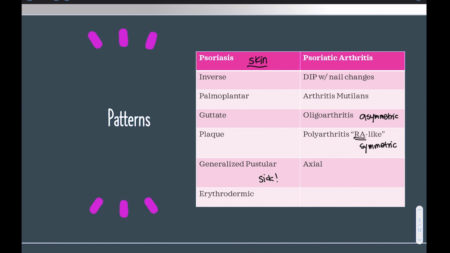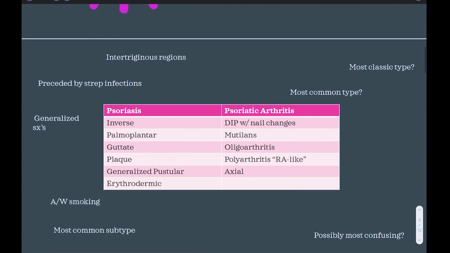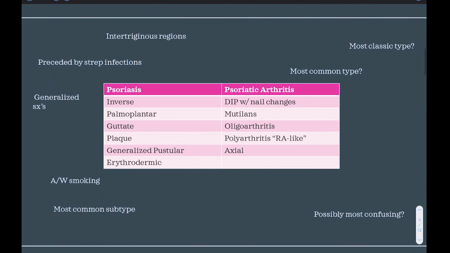In this next slide, I have descriptions that match various subtypes of psoriasis and psoriatic arthritis. Some of the answers I already gave out from the last slide, so let's briefly go over them. Which subtype involves the intertriginous regions? That would be inverse psoriasis. How about strep infection-induced psoriasis? That would be guttate psoriasis.